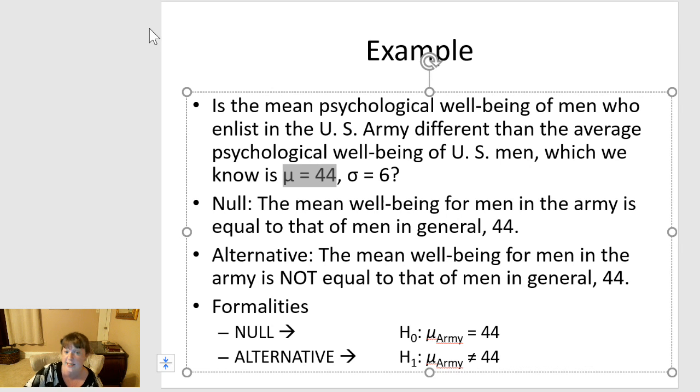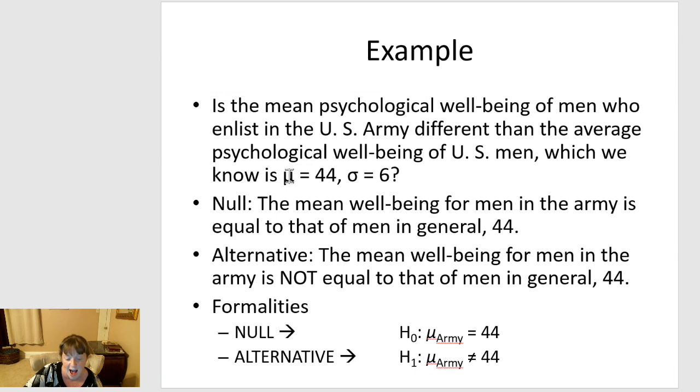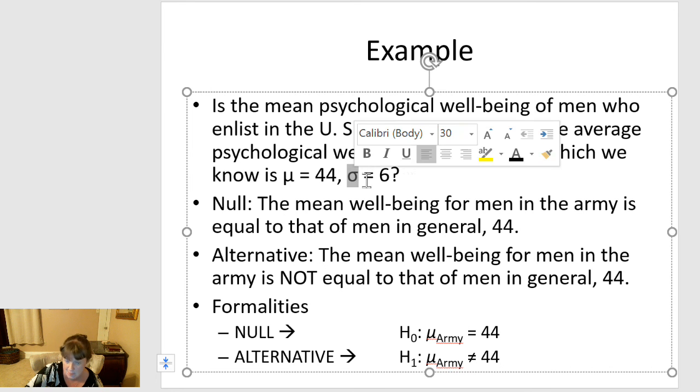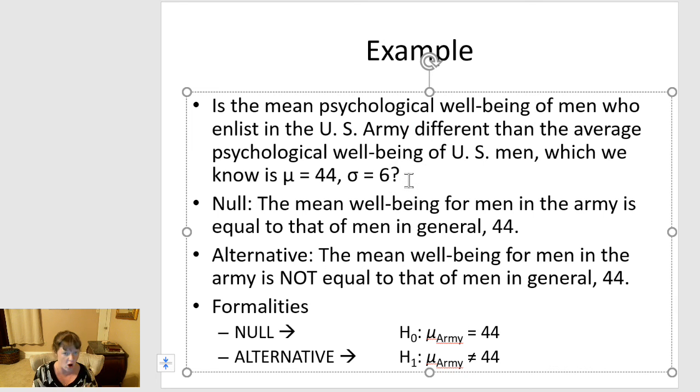Maybe I got this from census data. Maybe I got this from a large series of studies that demonstrated that the known average for men in general in the U.S. is mu equals 44 with a standard deviation, that's lowercase Greek letter sigma, equal to 6. So all that should be review. Average is the same as the mean, and mu is just our symbol for the population mean.